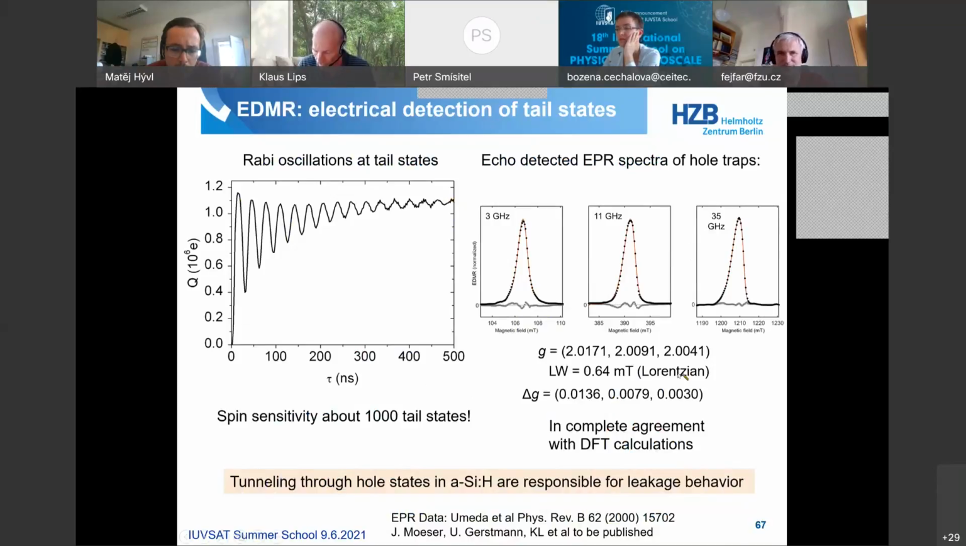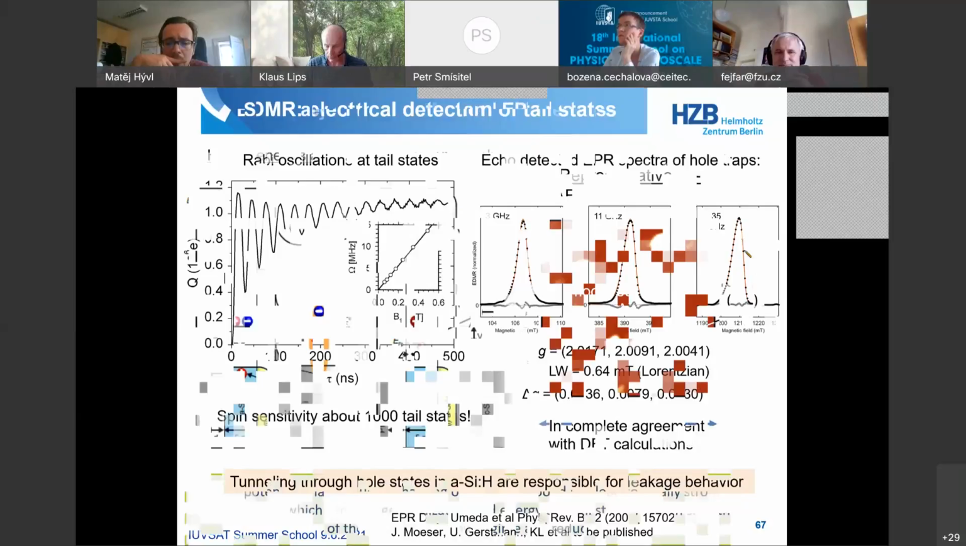and look what a great match we get for, this is amorphous silicon, for different frequencies that we use. And this shows that it is indeed that tunneling step that we have identified through a local spin probe, through that Pauli blockade, that this is the mechanism that produces the leakage in the solar cell.